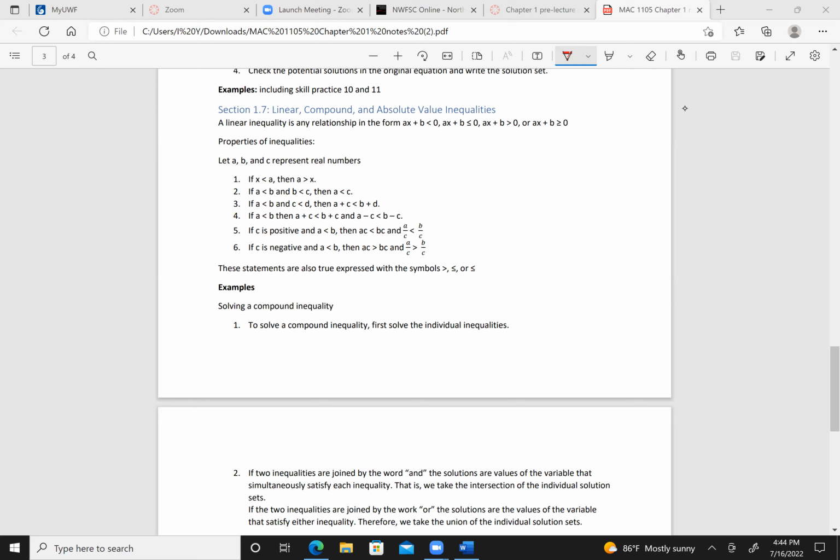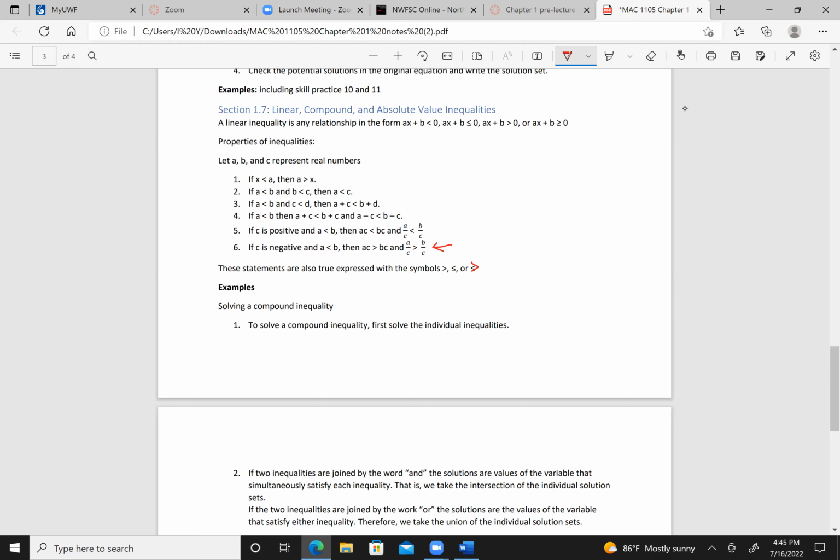And if c is positive and a is less than b, then ac is less than bc, and a over c is less than b over c. Now here's the tricky one. If c is negative and a is less than b, then ac is greater than bc, or a divided by c is greater than b divided by c. And these statements hold true for any of the other inequality symbols: greater than, less than or equal to, or greater than or equal to.